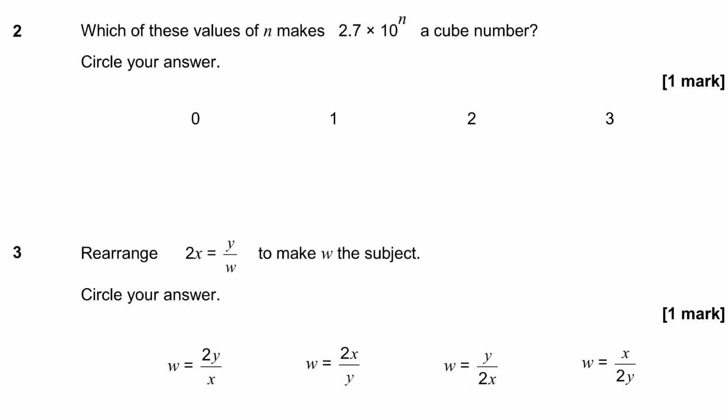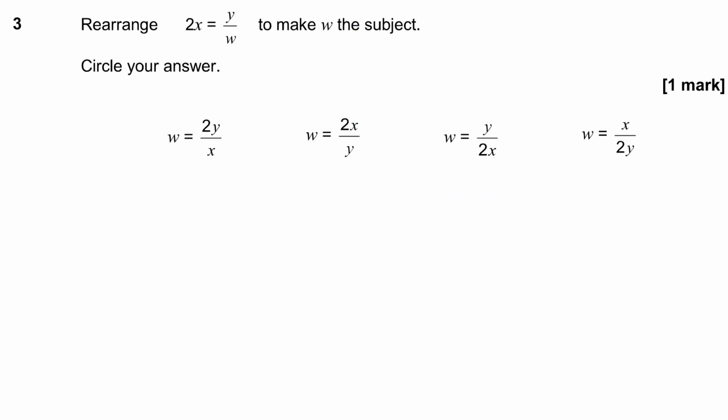Question 2. Which of these values of n makes 2.7 times 10 to the n a cube number? Well, if you have a look at the digits 2 and 7, we know that 27 is the cube of 3. So if we can make this number into 27, then we've got a cube number. So to turn 2.7 into 27, you need to multiply it by 10. And if I've got 10 to the power of n is equal to 10, then n must be equal to 1. So it's that one there.